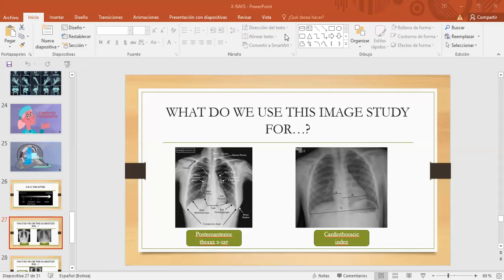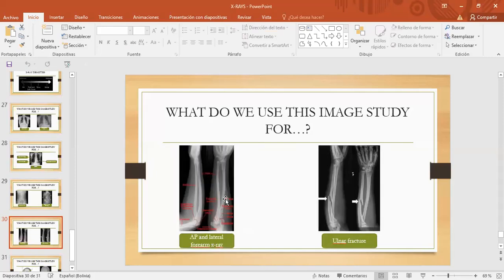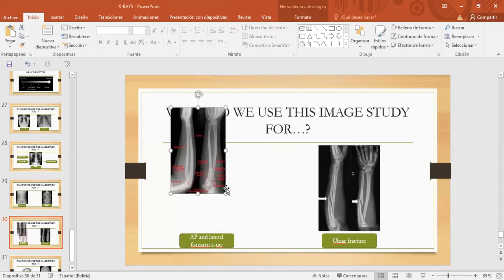Okay, are you seeing my screen right now? Not really. No. Well, I see that you're in a slide that says, what do we use this image study? Okay. What about now? No, it's looking the same. Really? What about now? Yes, yes. Okay.